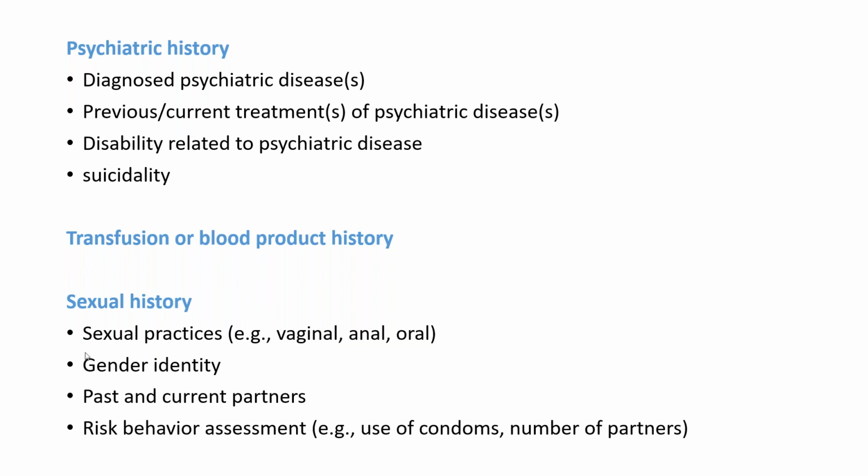If the patient has gender identity issues, please discuss with him how many partners the patient has had, past and current. What is the risk behavior, whether condoms are used during each act of sex. These are questions that you need to ask.